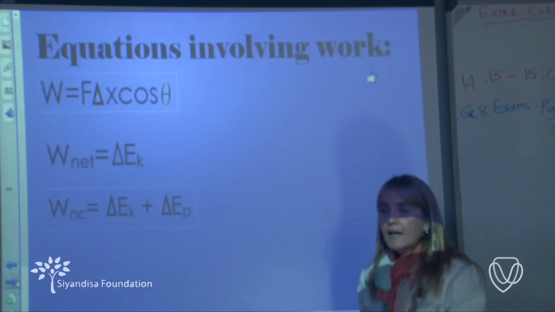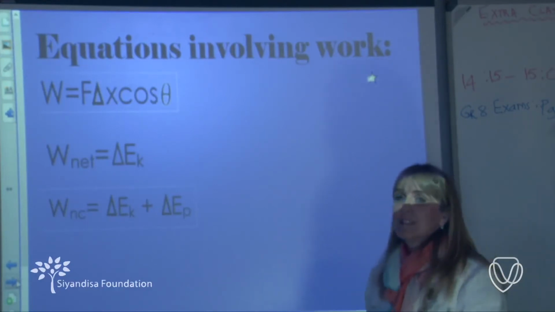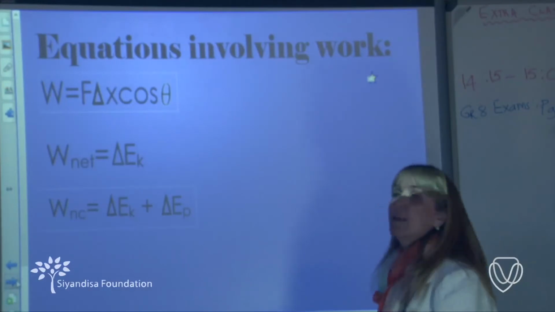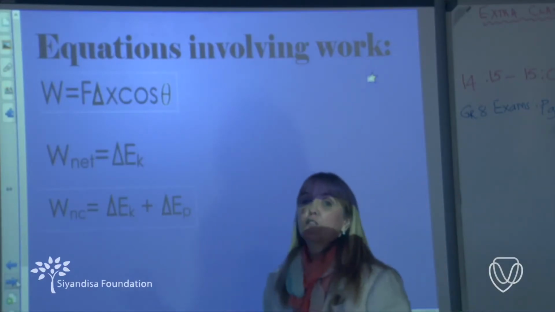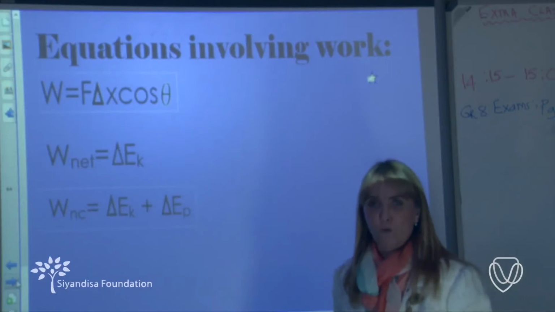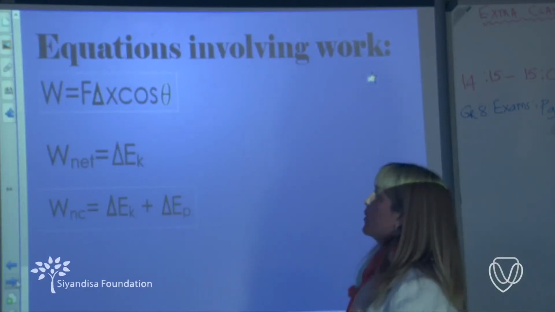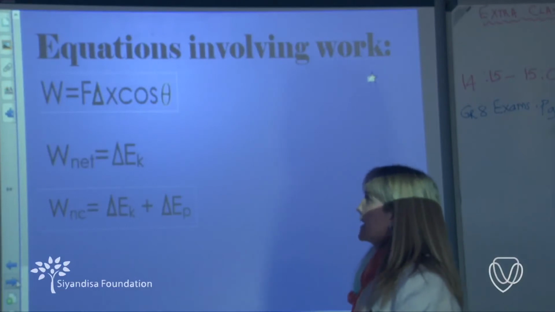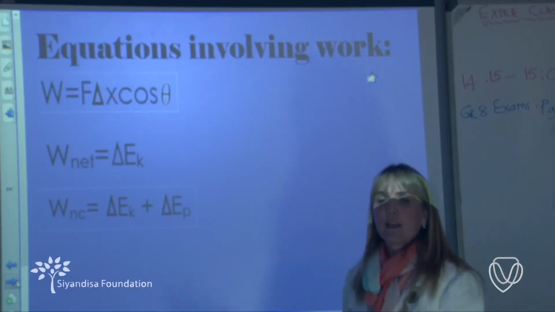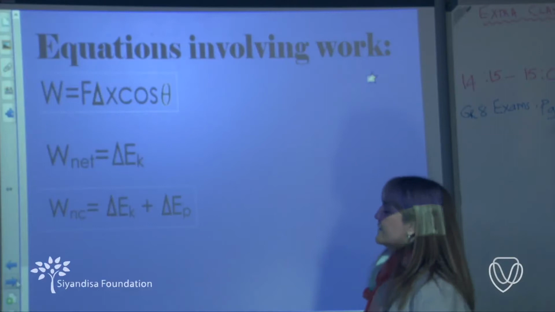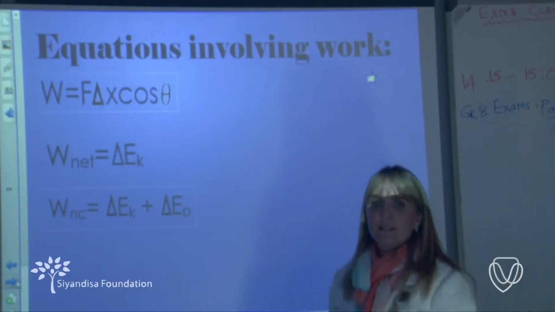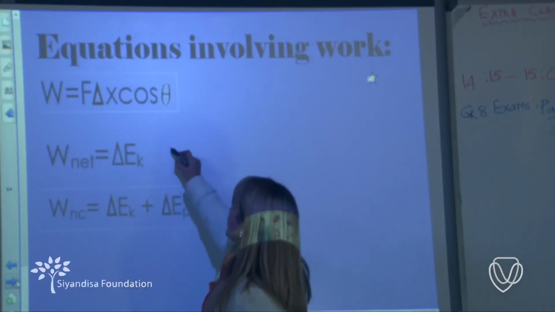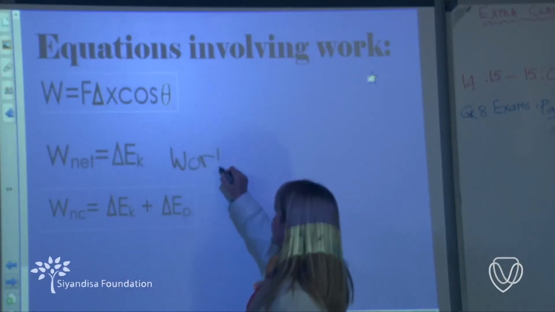All right, a quick reminder of the different equations involved in calculating work. The first one we've already looked at. This is simply to calculate the work done by a single force on an object. So the work done by a force is equal to the force times delta x times cos of theta. So that one we've already looked at. The second one is Wnet is equal to delta EK. Now this one is called the work energy theorem.